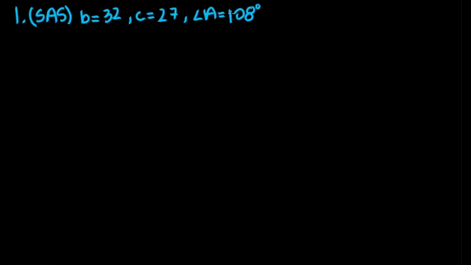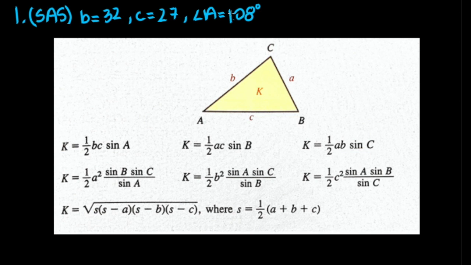Our first problem is an SAS case. It says find the area of triangle ABC if b equals 32, c equals 27, and the measurement of angle A equals 108. So if we look at all of our formulas, we can see that the formula that says K equals 1/2 times b times c times the sine of A is the formula that we can use all of our information in to get the area of the triangle. The letter K is our unknown area.